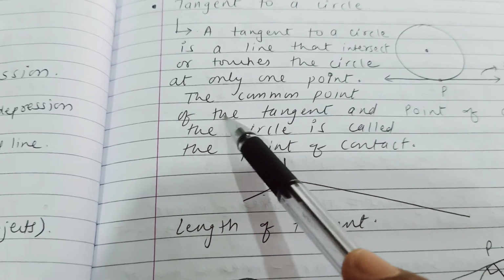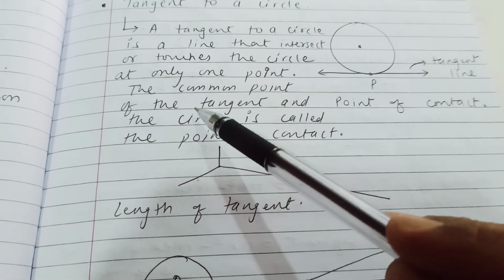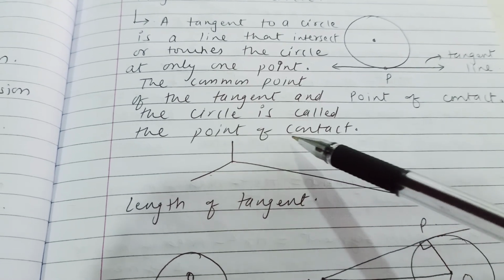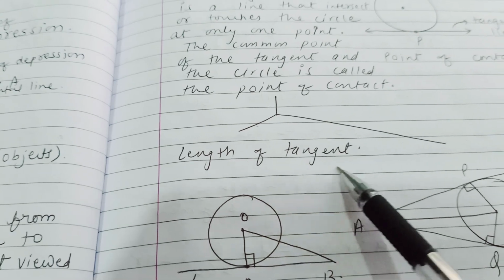The common point of the tangent and the circle is called what? The point of contact. Clear? Now listen. Point of contact having what? Length of tangent.